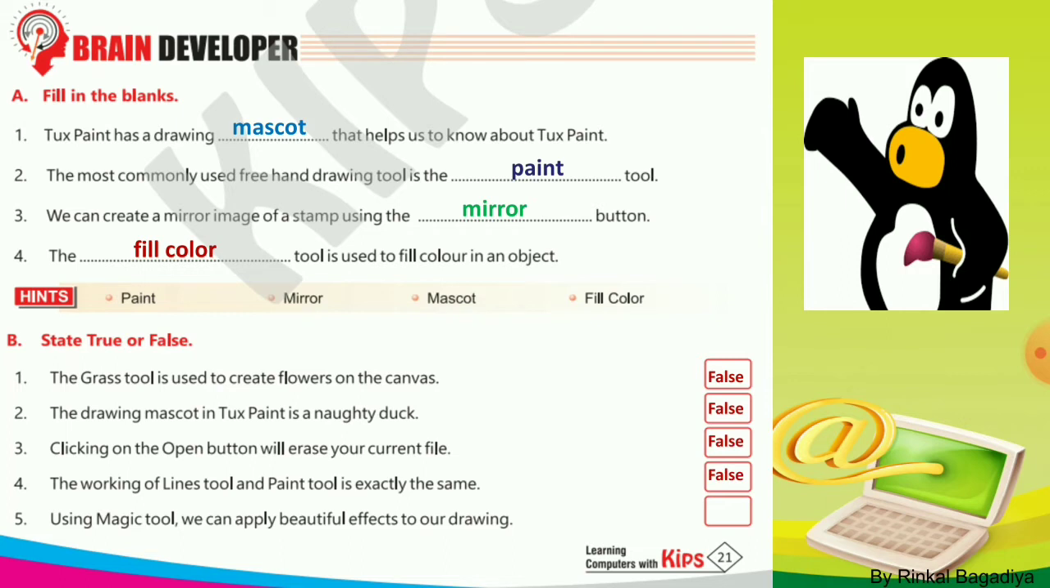Now, fifth. Using the magic tool, we can apply beautiful effects to our drawing. Is it true? Yes. Because using the magic tool, we can apply beautiful effects. So, this statement is true. So, write in the fifth box true. T-R-U-E, true. Okay. Now, let's go on to question C.